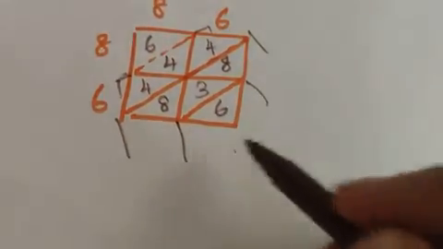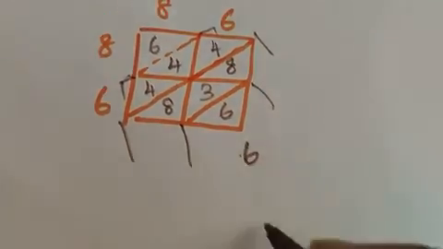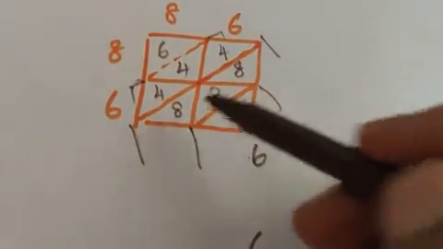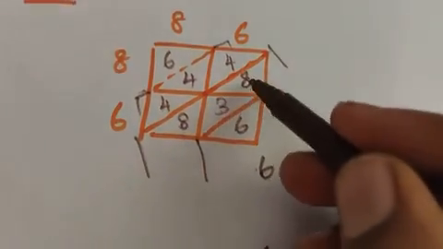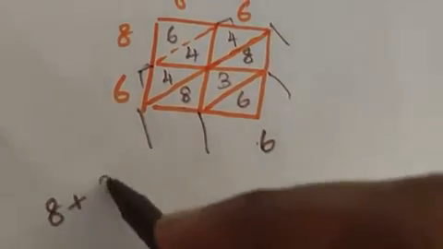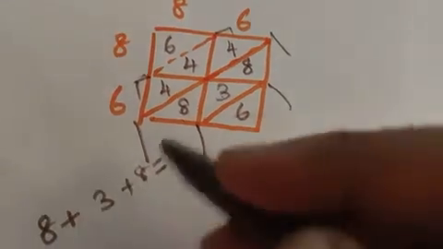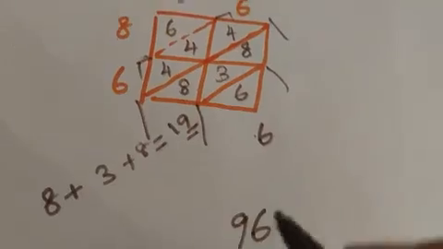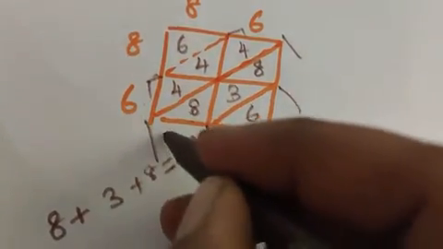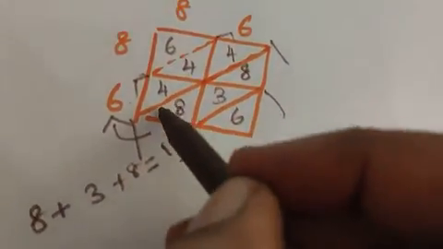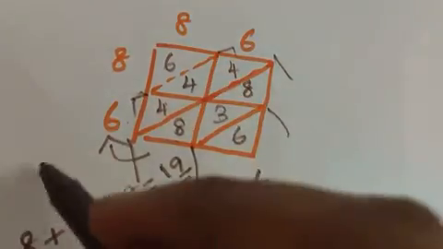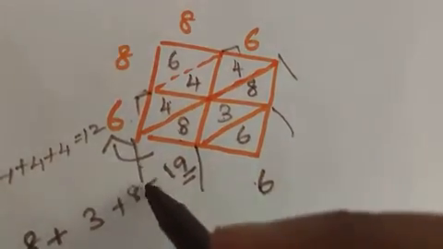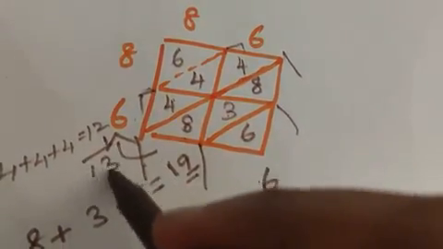Right children? First is the unit place, where only 6 is there. So 6 comes down. Then in the second diagonal, if you take it, 8 plus 3 plus 8 becomes 19. I have to take the unit digit only, so I write 9 here. This 1 will be carried to the next diagonal. In the next diagonal it is 4 plus 4 plus 4, which is 12. This 1 is added, so it is 13.